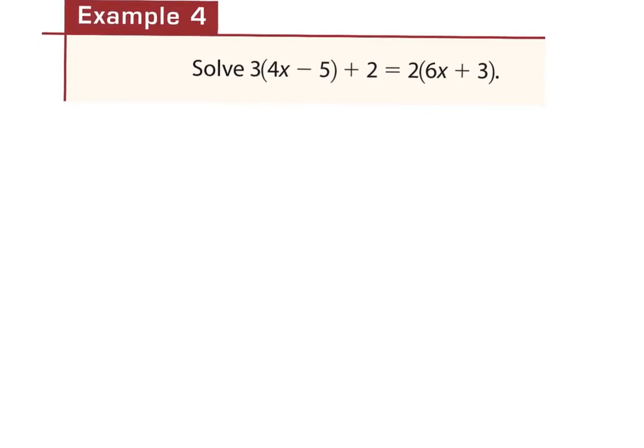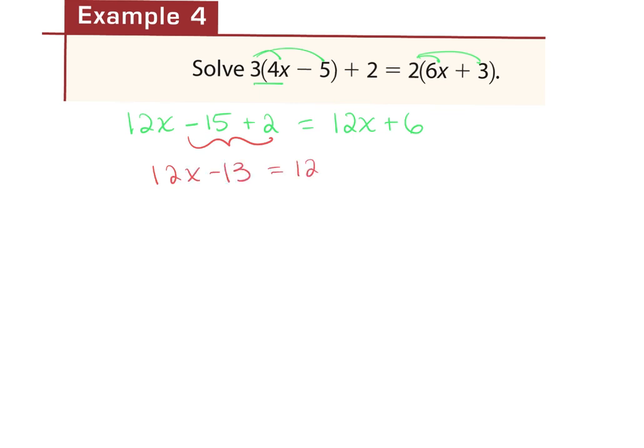All right, we're going to start by distribution. We're going to say 3 times 4x and 3 times negative 5. And don't forget that plus 2. That tends to be forgotten sometimes. On the other side, we're going to distribute the 2. 2 times 6x plus 2 times 3. On the left-hand side, I have like terms. So I have 12x minus 13 equals 12x plus 6.